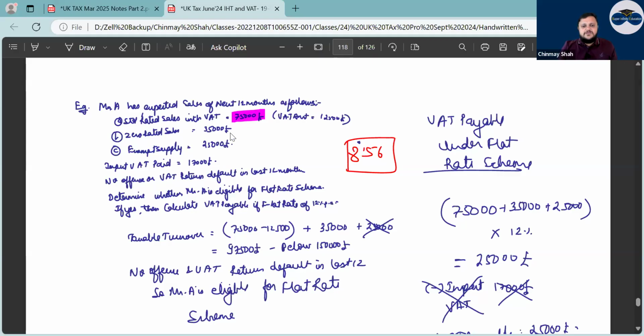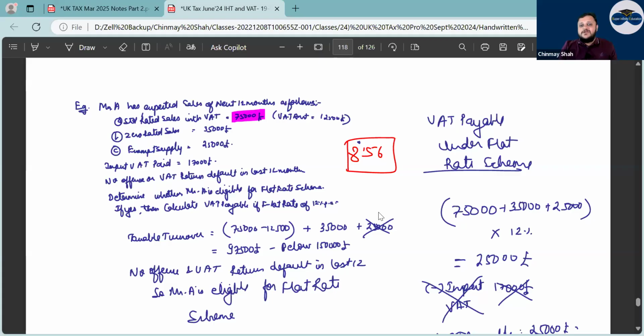75,000 plus 35,000, but the VAT amount will be deducted, so it is 97,500. That is below 150,000, so are you eligible for the flat rate scheme? Yes. But in the flat rate scheme, what is the amount on which the flat rate applies?